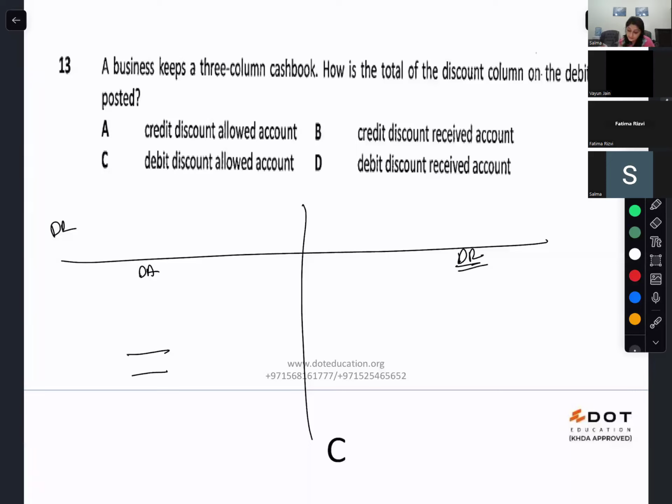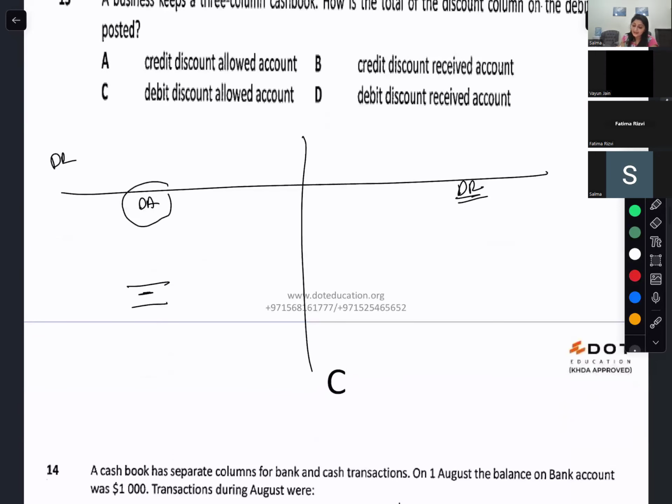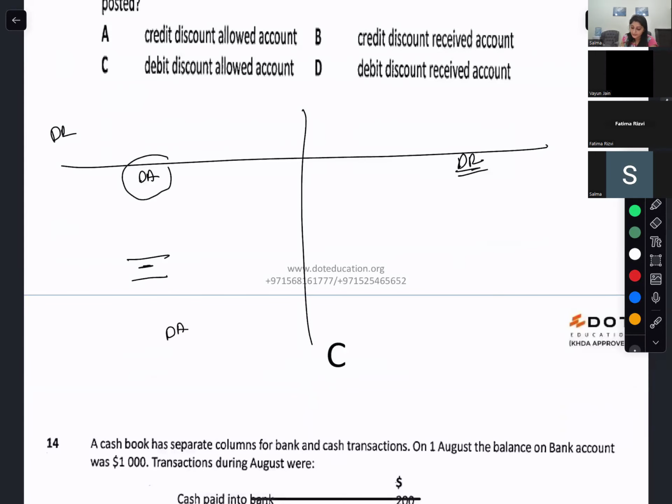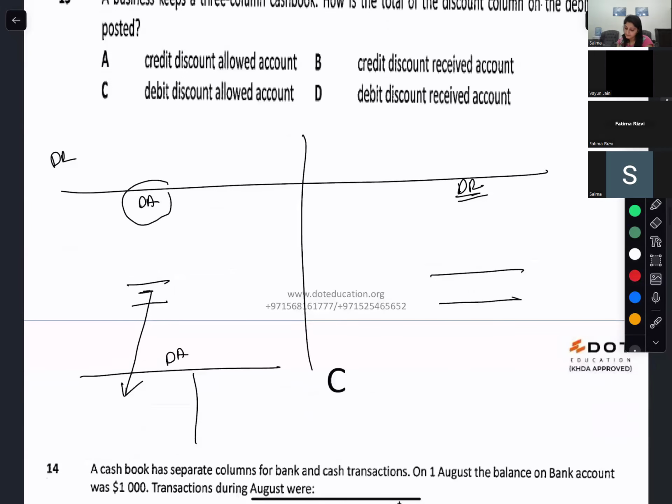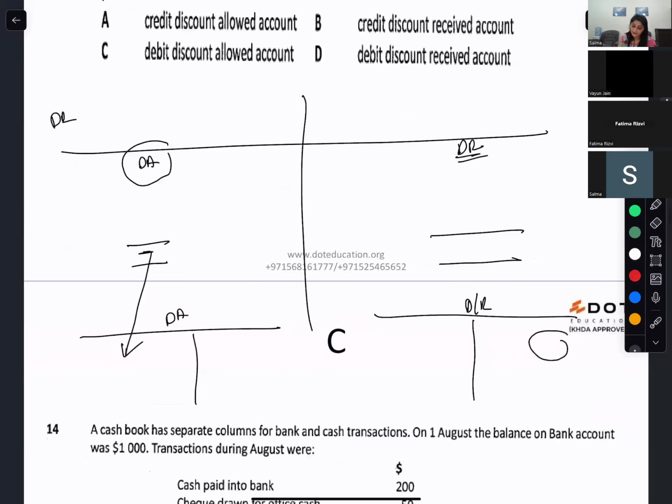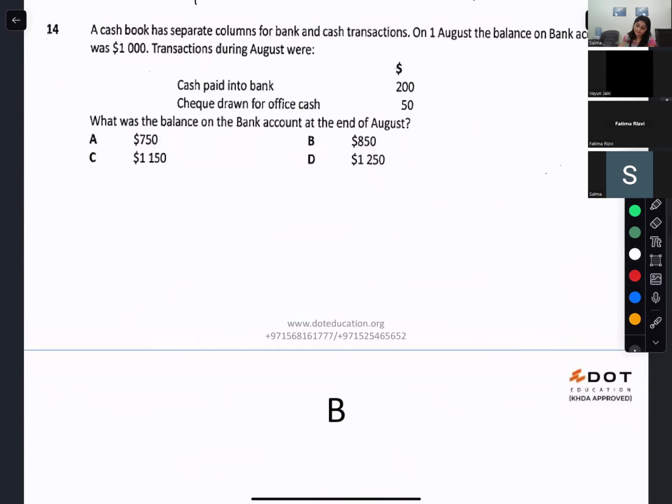So from the cash book, what do you do? You take the total of your discount allowed and post it to the discount allowed account on the debit side. Similarly, you take the total of discount received and where will you post it? Credit side. Discount received, credit side.